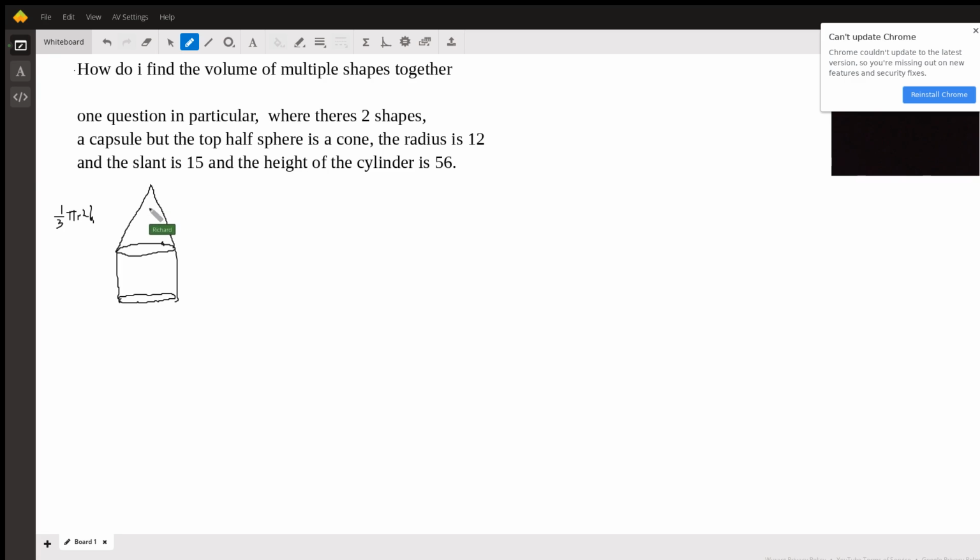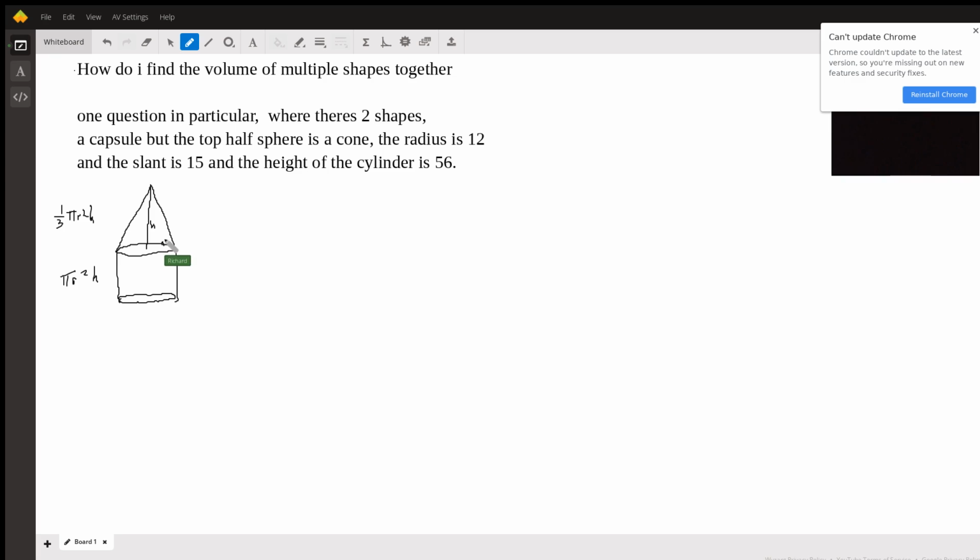So in this example, we would have h here. H would be the height of the cone. And the volume for a cylinder is something that everybody should know, pi r squared h. And so we just have to find these two things and then add them together.